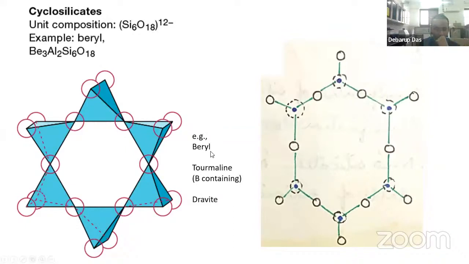Examples: beryl, tourmaline, graphite. Please try to remember this. Beryl is a beryllium-containing mineral. Tourmaline is a boron-containing mineral, the primary source of boron in soil. Extremely important question: boron-containing is tourmaline, and the magnesium-containing cyclosilicate is graphite. But most important is tourmaline. Tourmaline is a cyclosilicate which contains boron. Primary source of boron is soil.